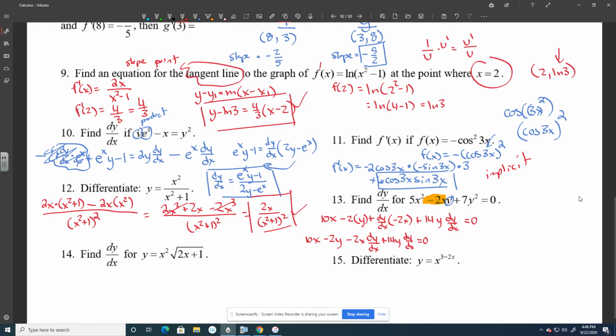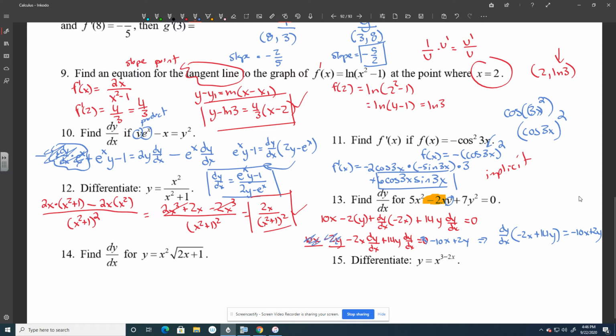So I want my dy dx's together. So I'm going to go ahead and move the 10x and the minus 2y to the other side. And what that's going to look like, to move the 10x, I've got a minus 10x. And to move the minus 2y, I've got to add 2y, which makes them go away on this side. So I just have -2x dy dx plus 14y dy dx equals -10x plus 2y. Now I can factor out the dy dx. So I get dy dx, and I'm left with -2x plus 14y equals -10x plus 2y.